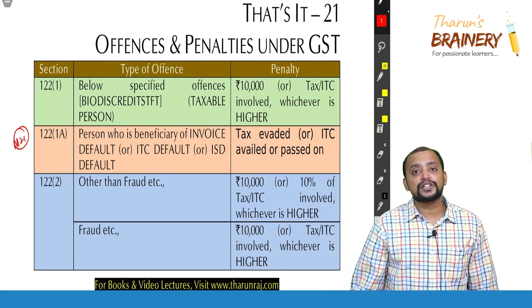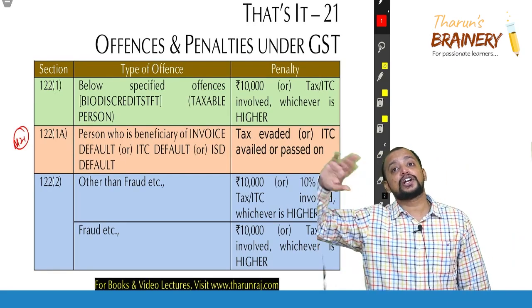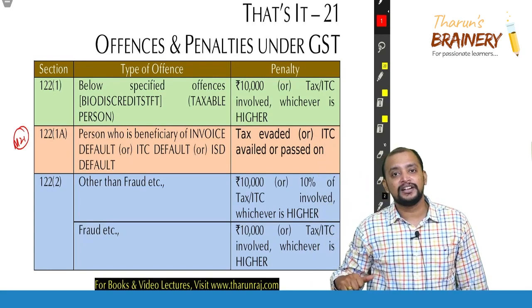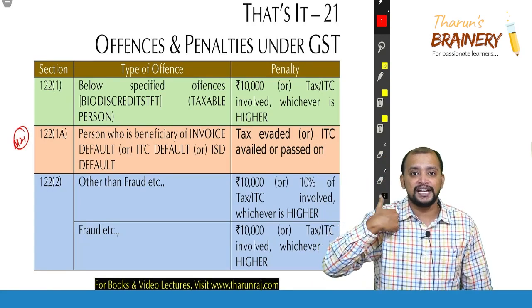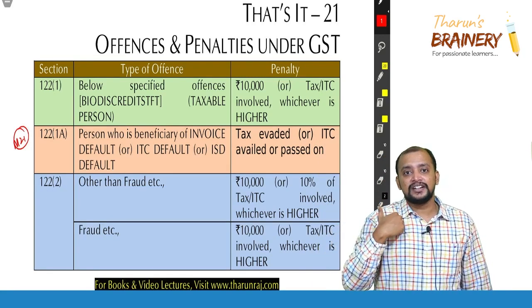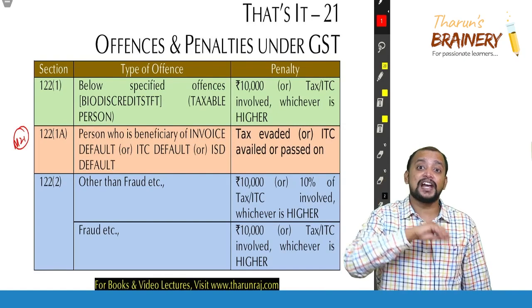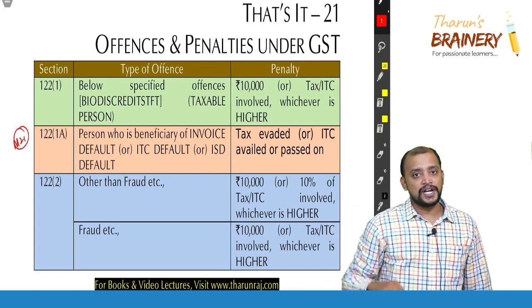Okay, 50 lakhs worth of credit. To that extent they are not required to pay GST on outward supply. Now I am the beneficiary. So I enjoyed 5 lakhs. For the sake of 5 lakhs, I just created this.